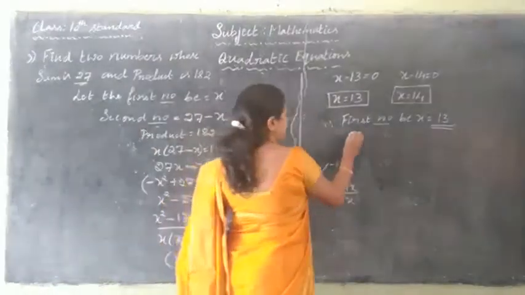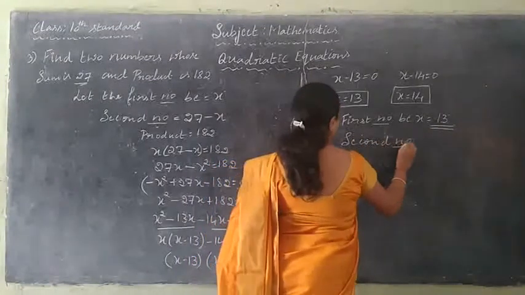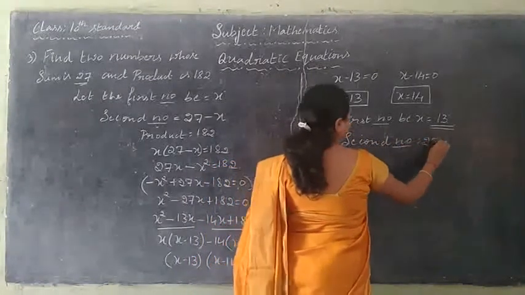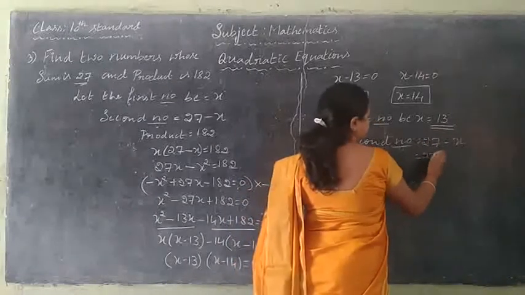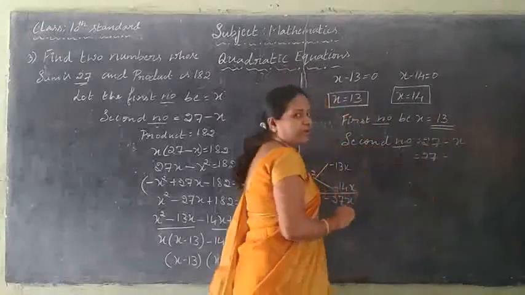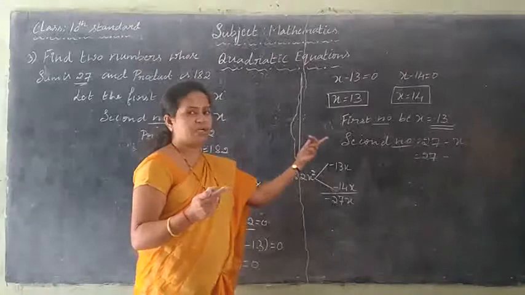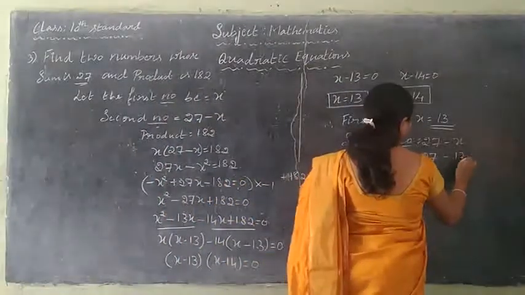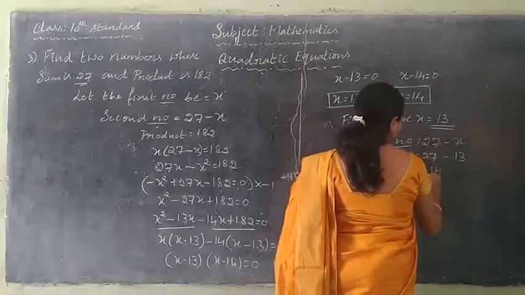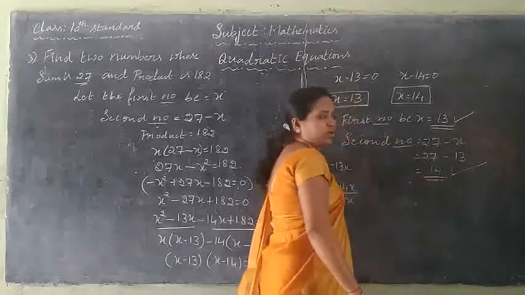Then what about the second number? What have you taken? 27 minus x. Write down 27 as it is. Value of x you have taken as 13. I have told you, you can take 13 as the first number or 14. Whatever. Understood? So 27 minus 13 is 14. So the first number is 13, second number is 14.